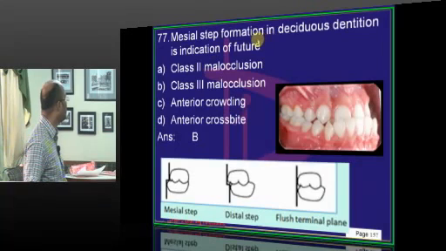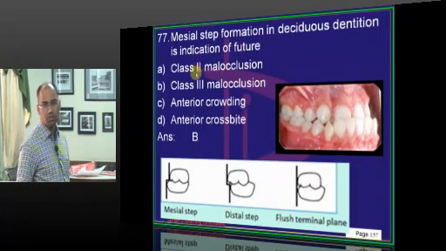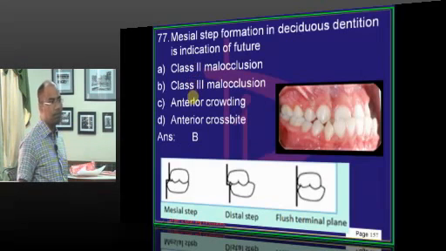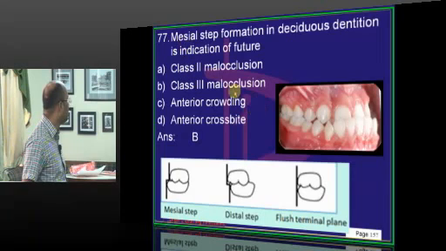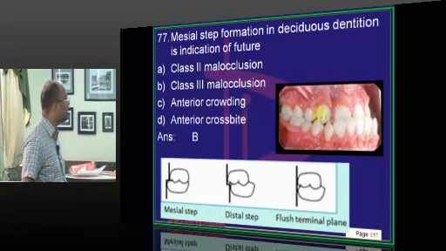Mesial step formation in deciduous dentition will indicate future class 1, class 2, class 3. Mesial step is class 3. This is your mesial step. Lower dentition is ahead. See, lower dentition is ahead.